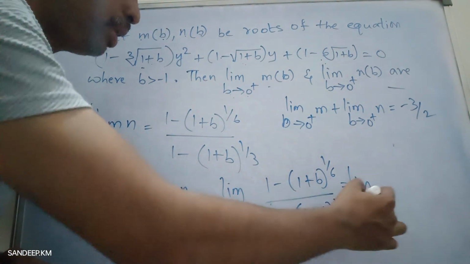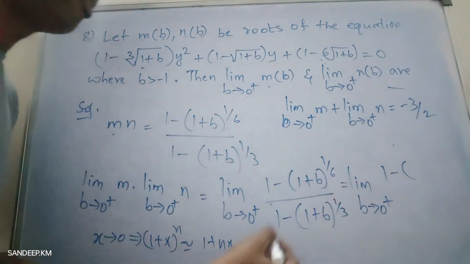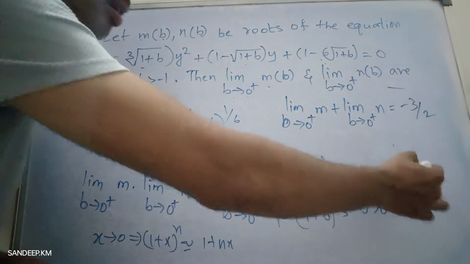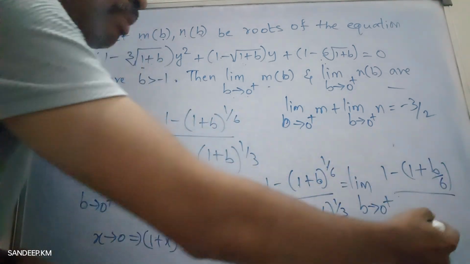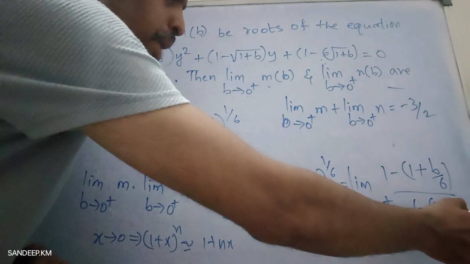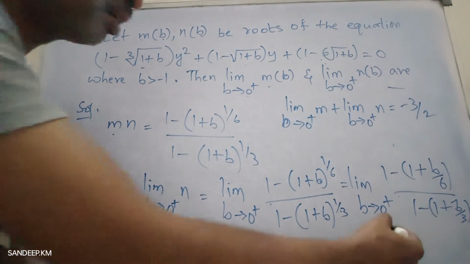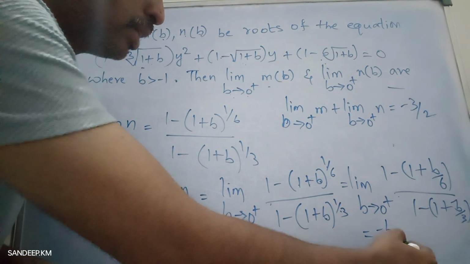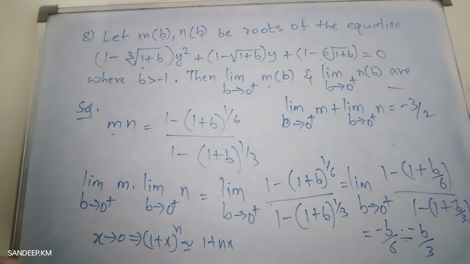Limit b approaches 0 plus, [1 minus (1 plus n into x), that means b by 6] divided by [1 minus (1 plus n into x), that means b by 3]. So simplify: plus 1 minus 1 cancels, plus 1 minus 1 cancels, and then minus b by 6 divided by minus b by 3. So what do you get? Minus b by 6 divided by minus b by 3. So you will get 1 by 2.